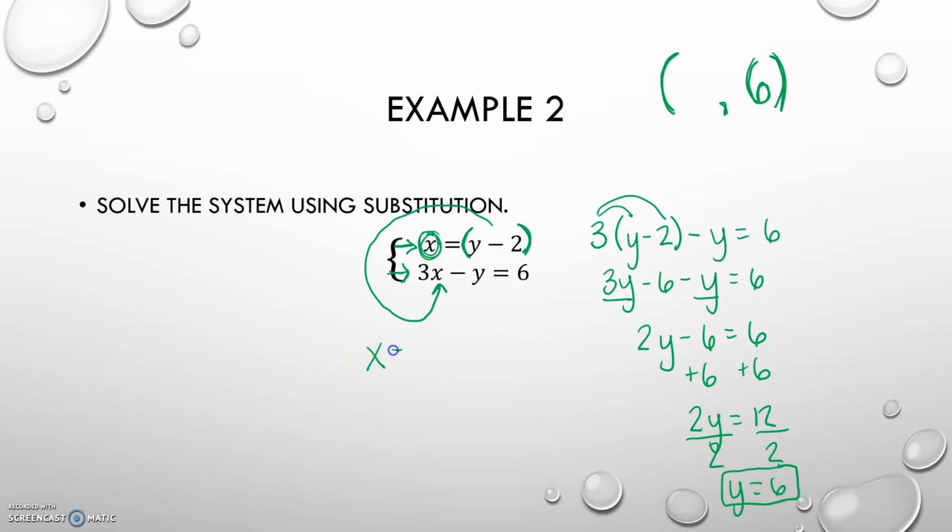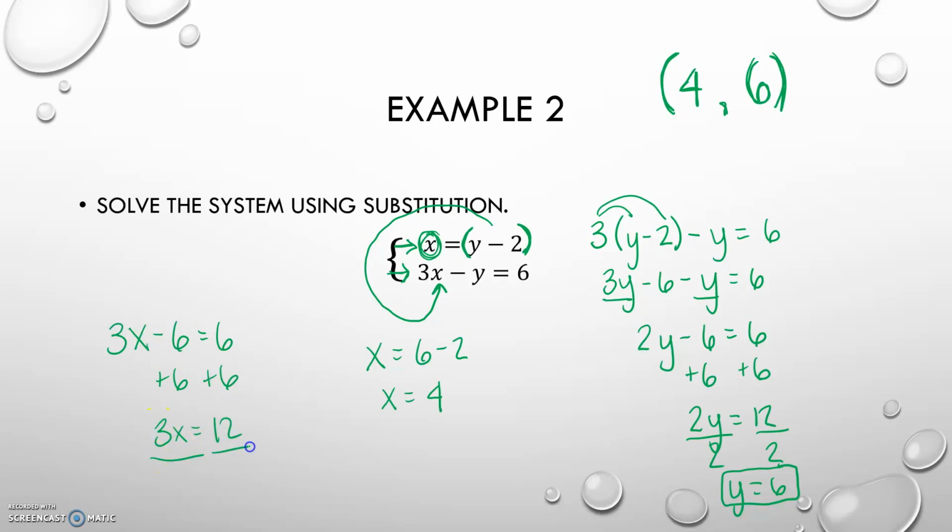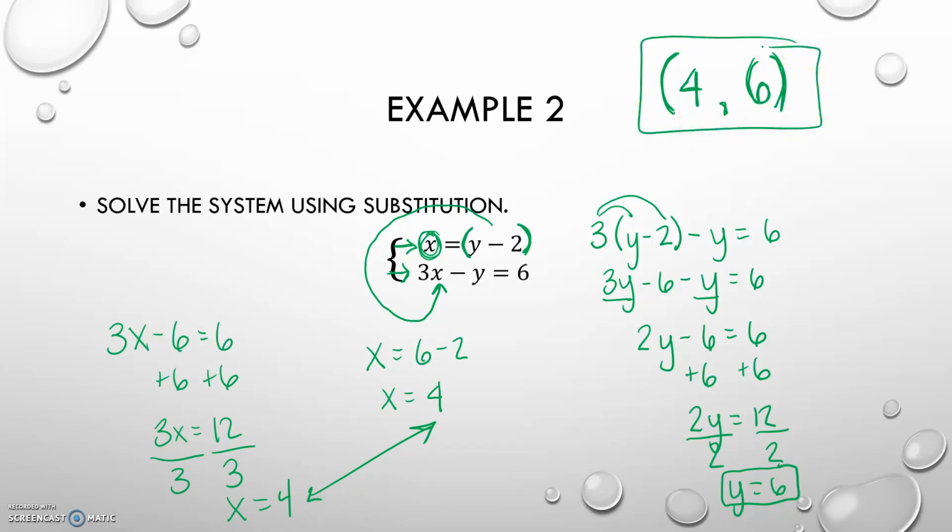So what I'm going to do is put x equals 6 minus 2. And that's going to be a little bit easier to solve, because I just get 4. Now, if I wanted to check my answer, I could take that 6 and plug it into the second equation. 3x minus 6 equals 6. If I add 6, 3x equals 12, divide by 3, and x equals 4. Same answer here and here. So that means that I did this correctly. And (4, 6) is our answer.